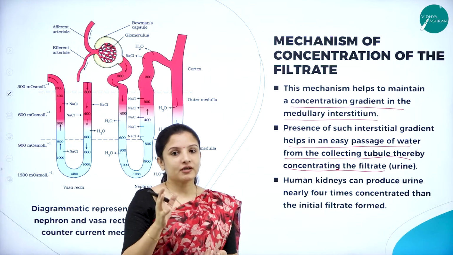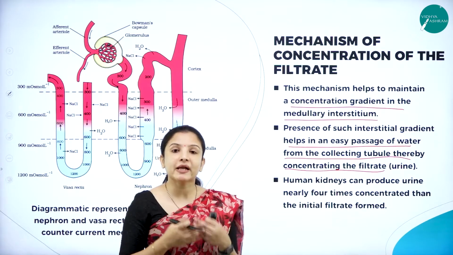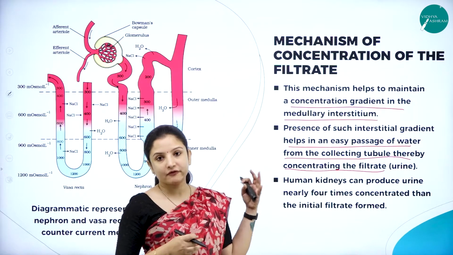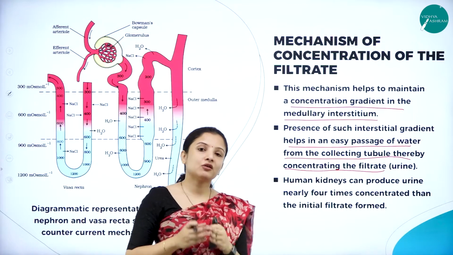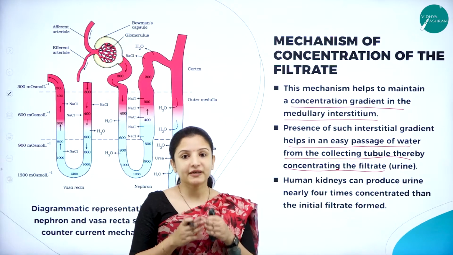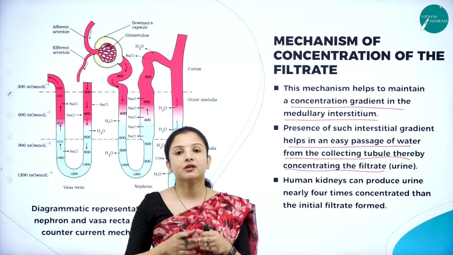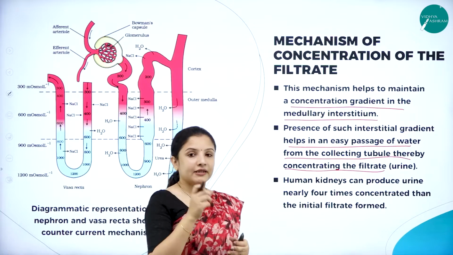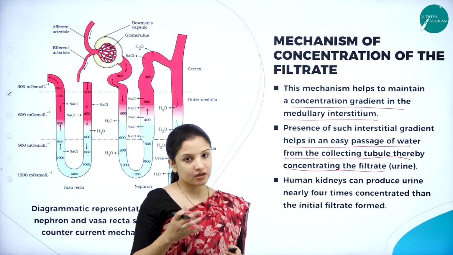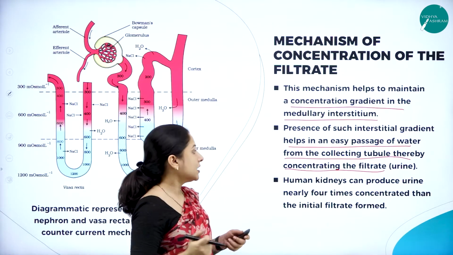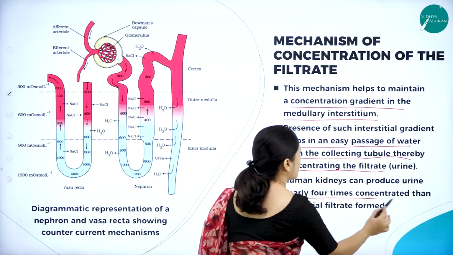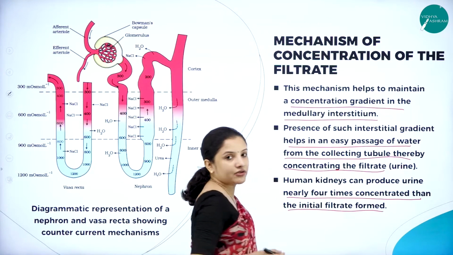If that water has to leave, then this process, that is maintaining the concentration gradient in the interstitial medulla or the inner medulla of the kidney, has to occur. And if this concentration in the inner medulla of the kidney has to be maintained, then the proper presence of sodium chloride and urea in the inner medulla is very, very important. Therefore, this will draw out the water from the collecting tubule or from the Henle's loop of the kidney. So human kidneys can produce urine nearly 4 times more concentrated than the initial filtrate that is formed.